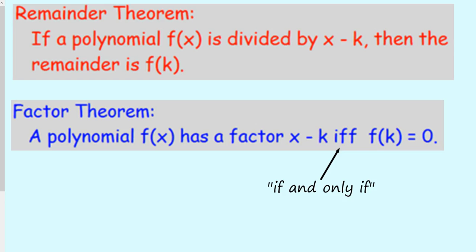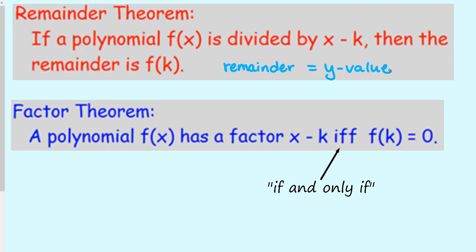So here's the remainder theorem. If a polynomial f of x is divided by x minus k, then the remainder is f of k. In other words, the remainder that you get from division is equal to the function value, or the y value of the point.